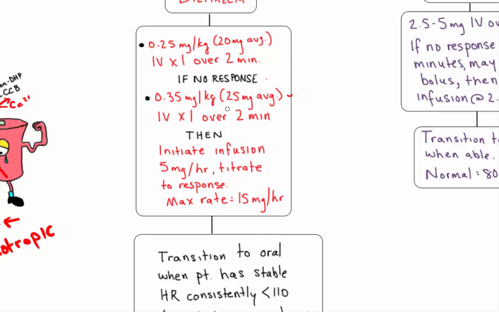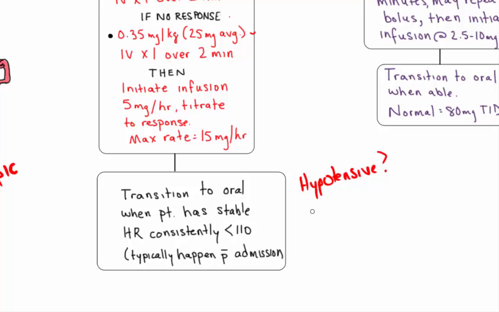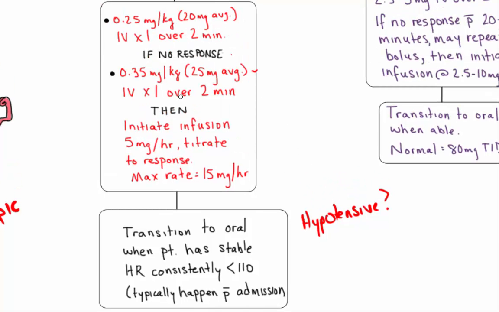In between the two bolus doses, we'll normally wait about 5 to 10 minutes to see what type of effect we have. And if we don't have that adequate effect, then we'll go ahead and give the second bolus dose. But we're going to start the infusion behind pretty much regardless, because we want to maintain that decrease in heart rate. If your patient's borderline hypotensive, then you can start with a lower dose. You don't have to start with 0.25 and 0.35 each time.